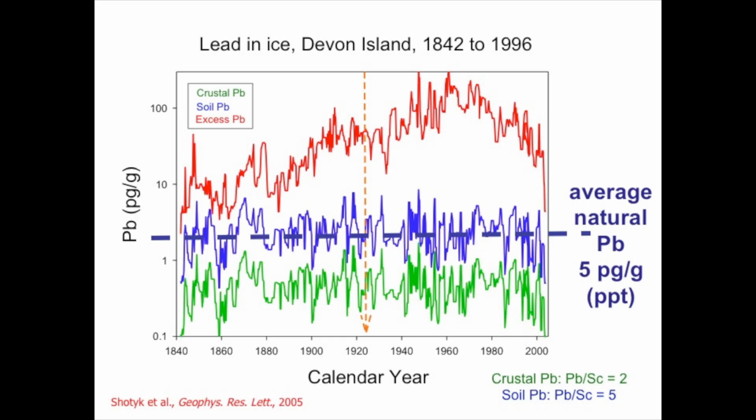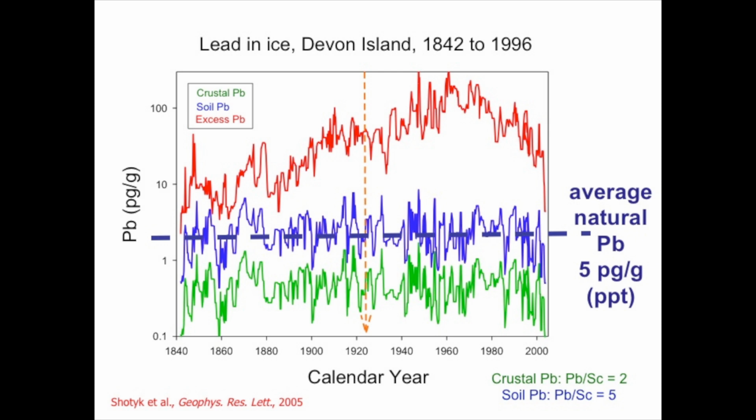This is a summary of lead contamination in the Arctic of Canada during the past 150 years. So it's a logarithmic scale, and this red line here is the amount of excess lead. That's from industrial pollution. And what do we mean by excess lead? It's lead that's present in exceedance of its proportion to scandium.